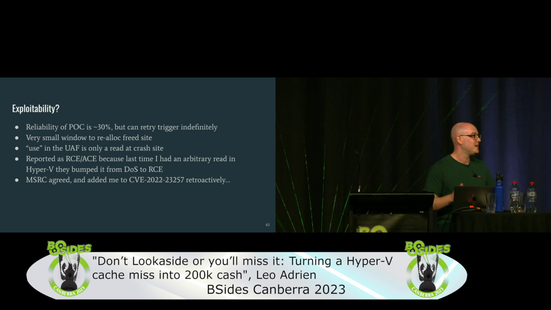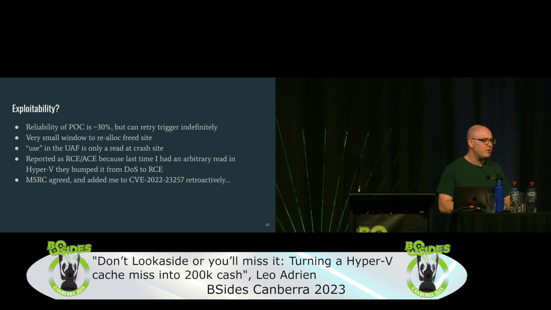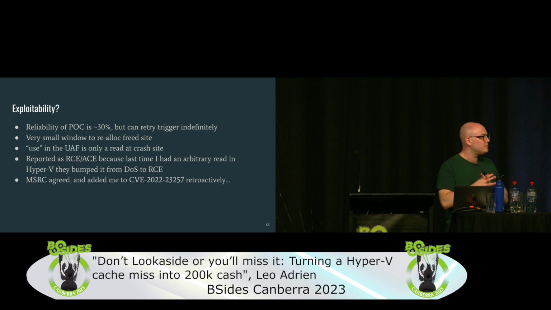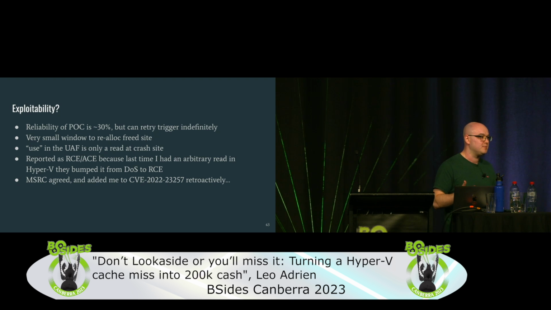Exploitability. Look, in all honesty, I think this would definitely not be the bug I would choose if I was trying to write an exploit. There's a very small window to reuse the slot after it had been freed, because it's essentially just iterating a linked list. We can pad the linked list with those other size packets, but we don't have a lot of time. The proof of concept worked about 30% of the time. If it didn't work, all you had to do was restart the guest VM, right? So if you think about Azure, you can do that as many times as you want. It's not really an impediment.